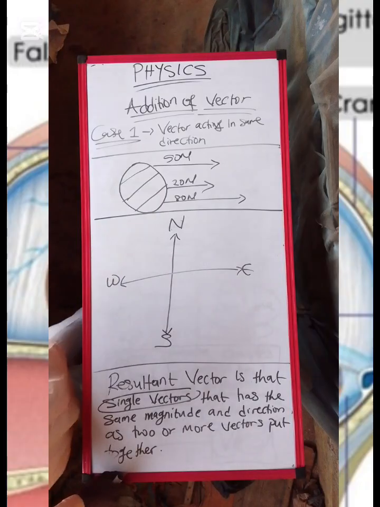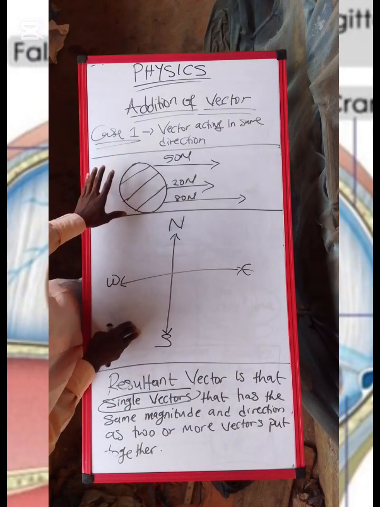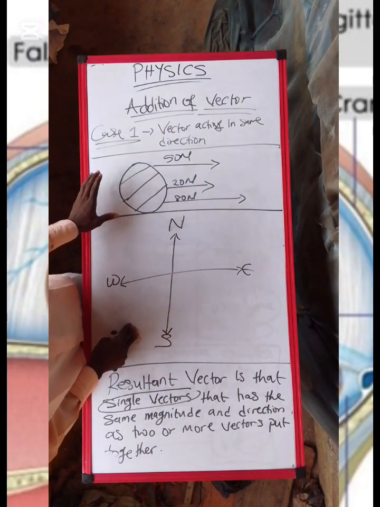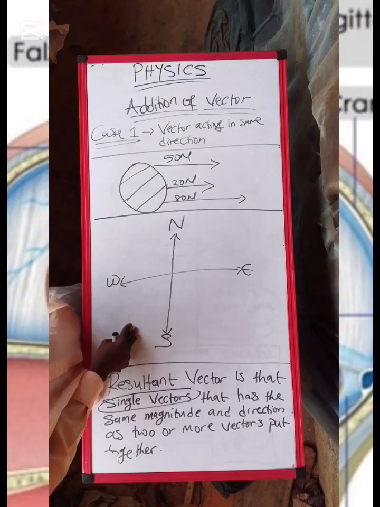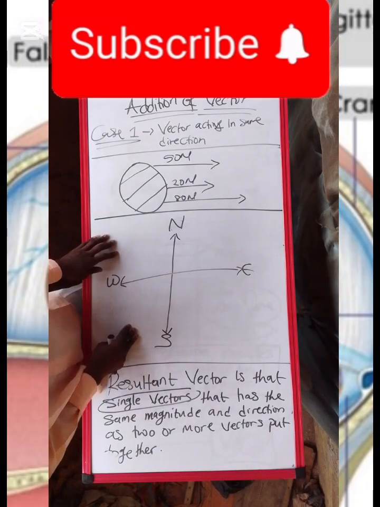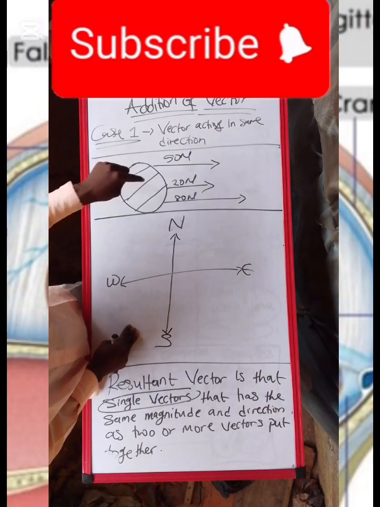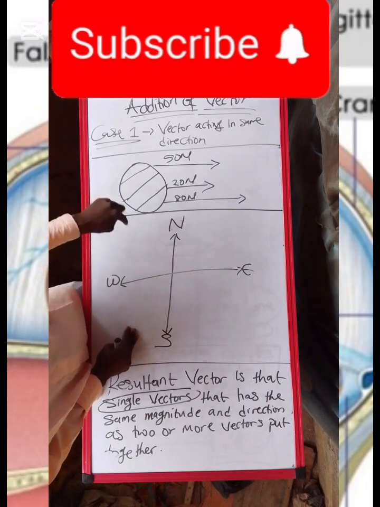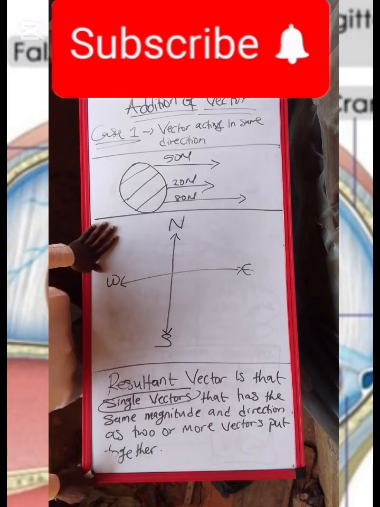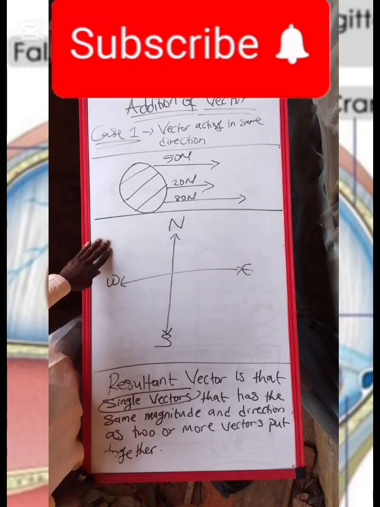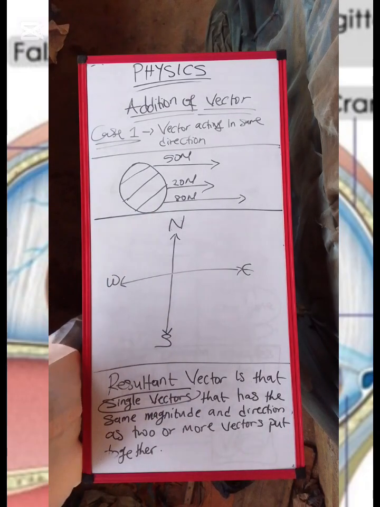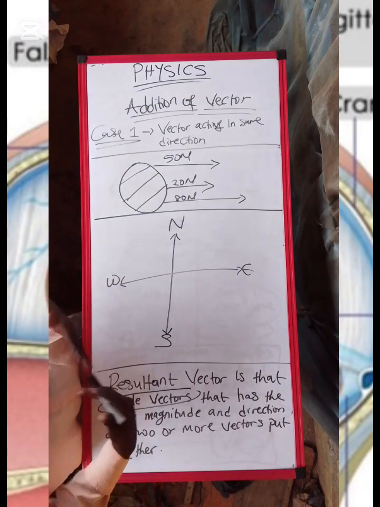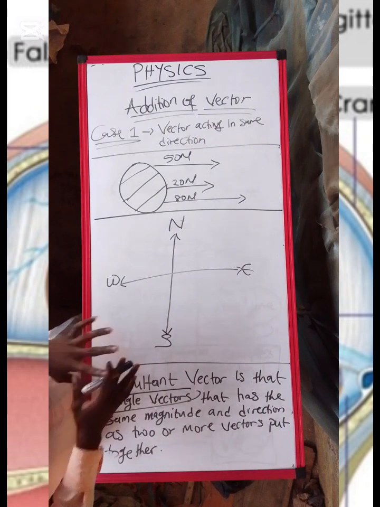Now let's say that these three of them are pushing this ball towards east. At this point in time, if I meet you and ask you what is the resultant vector acting on this body, what are you going to tell me? Of course, you will just sum them up together to get the magnitude, and then you tell me the direction. Because when you're working with vectors, you must tell us the magnitude and direction. That's what makes a vector a vector.